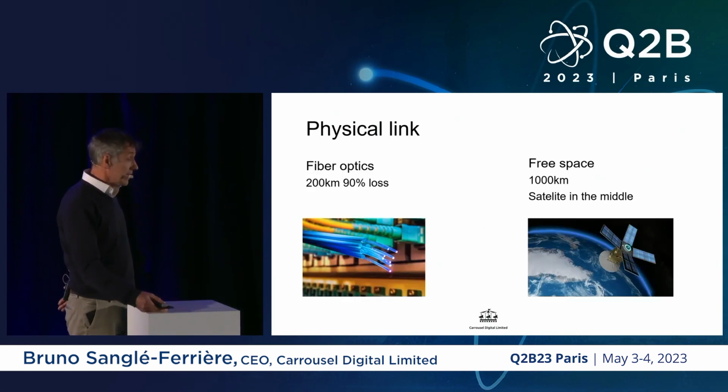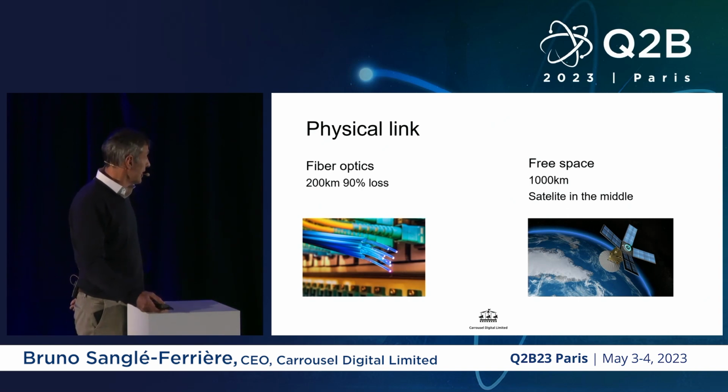How is the communication done? Well, we can use fiber optics, 200 kilometers. We've made some computation, and we can have a 90% loss of the photons. So that's 100 kilometers times 2. And with free space, if you can shoot precisely, you can send photons 500 kilometers away.